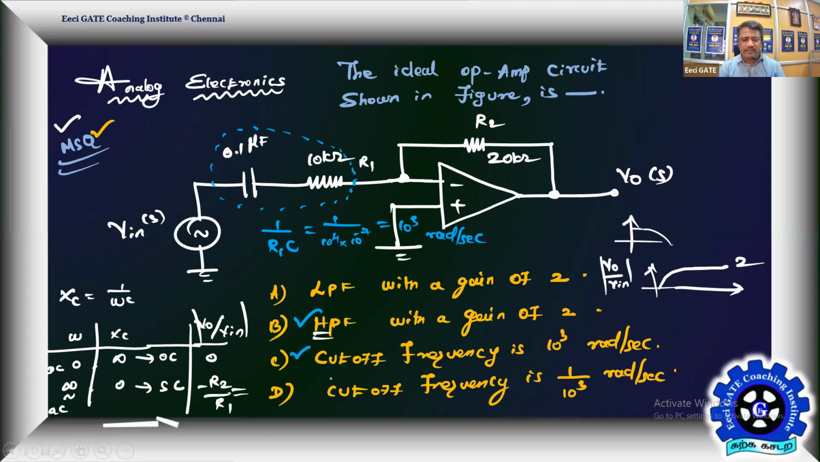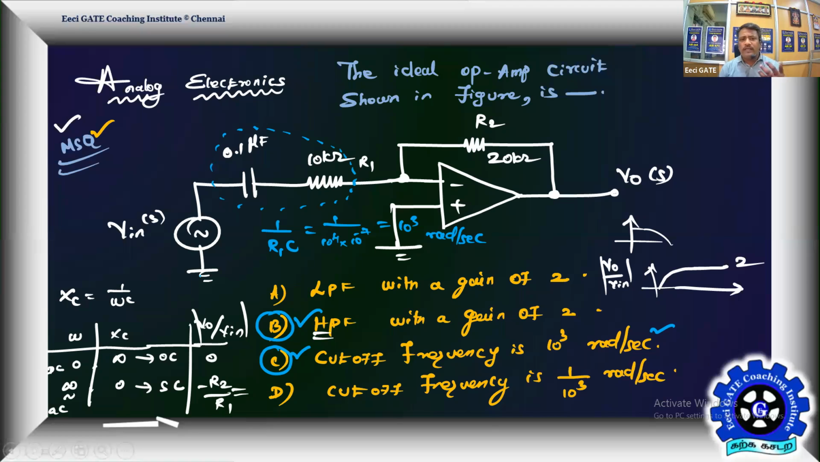I didn't remember exactly whether it is given as the f3 decibel or simply the cutoff frequency or corner frequency. But anyway, the data is given as 10 power 3 radian per second. It means corner frequency of 3 dB or cutoff frequency, they mean the same. Only two options are given, 10 power 3 or 1 by 10 power 3, so 10 power 3 is the correct answer. Therefore, the correct options for this MSQ are: it's a high pass filter with a gain of 2 and its cutoff frequency is 10 power 3 radian per second.